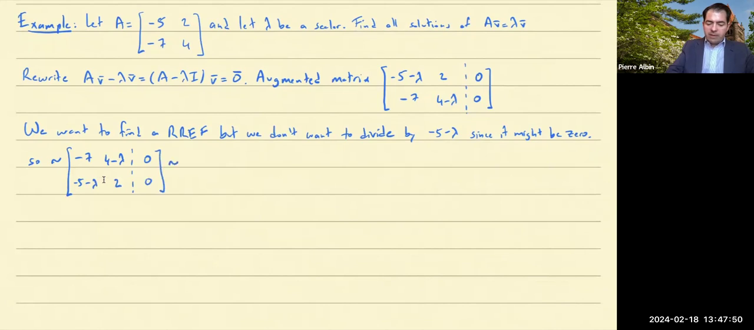Okay, so now that we have a -7 there, it's perfectly okay to divide by -7. So we're not going to do anything to the second row. We're going to divide the first row by -7. Okay, and now that we have a 1 right here, we can use this to clean up its column. So I'm going to do nothing to the first row.